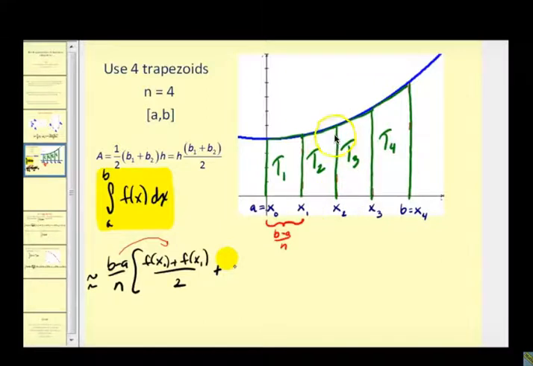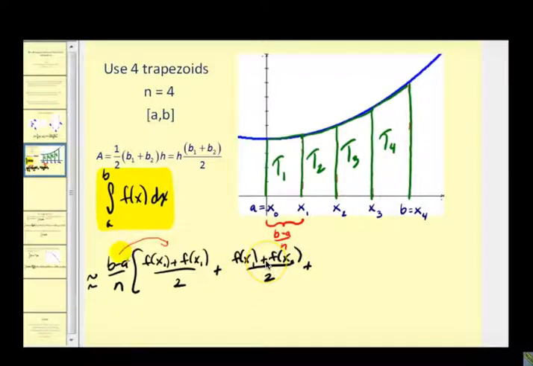The third trapezium will be function of x2 plus function of x3 divided by 2, gives you the average of those two sides, times h, this length here, b minus a over n. And that's what he's doing. We'll just write the sum of the 2 bases divided by 2 here for the second trapezoid. Well, that would be f of x sub 1 plus f of x sub 2 divided by 2.